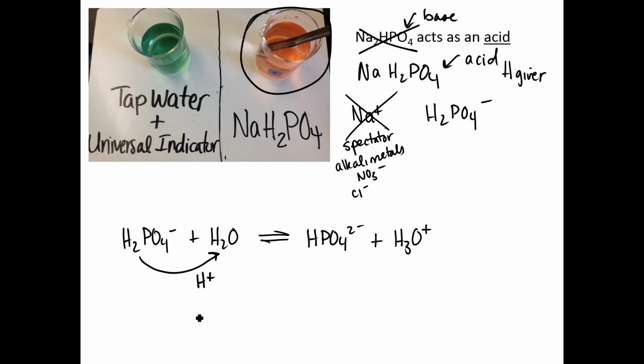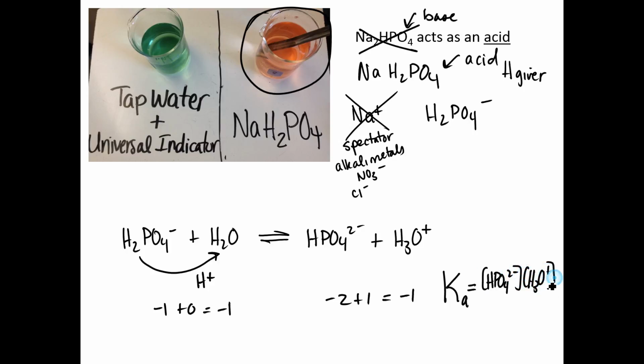So charge on the left, we've got -1 plus 0, so we've got -1 on the left, and then -2 plus 1, it's -1 on the right. So we are all set with charge. I'm going to call this a Ka expression because it was acting as an acid. So on the top are my products. Remember we said before, H3O plus, we call this thing the hydronium ion. We'll come back to that language later. And then H2PO4 minus is on the bottom.